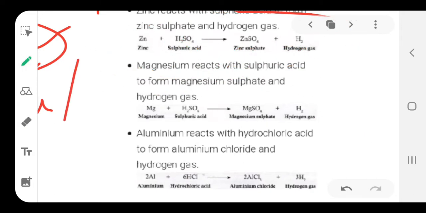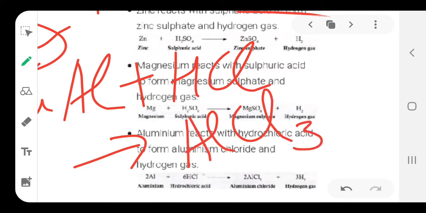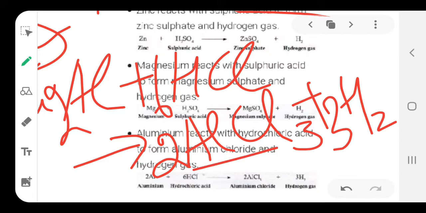So when aluminium combined with, say this time the acid is HCl, it forms aluminium chloride, AlCl3, with hydrogen. And in order to balance, we put the numbers. So we will let you know how to balance it by a certain mechanism in another tutorial. So 2 of aluminium with 6 of hydrochloric acid gives you 2 molecules of aluminium chloride and 3 molecules of hydrogen.